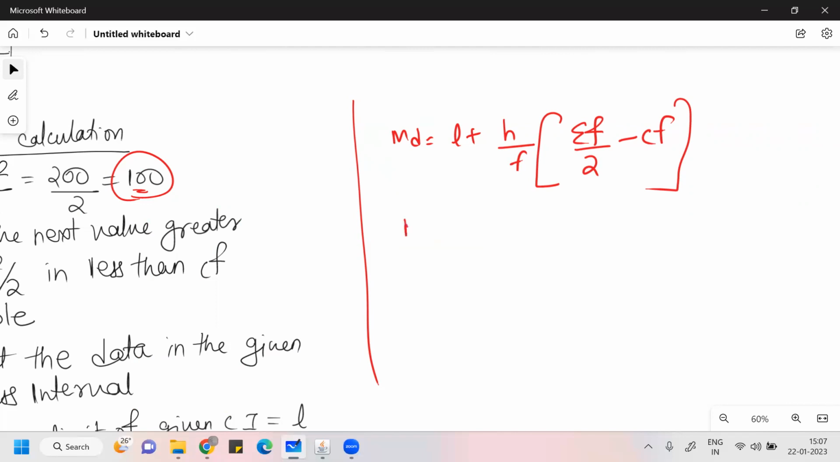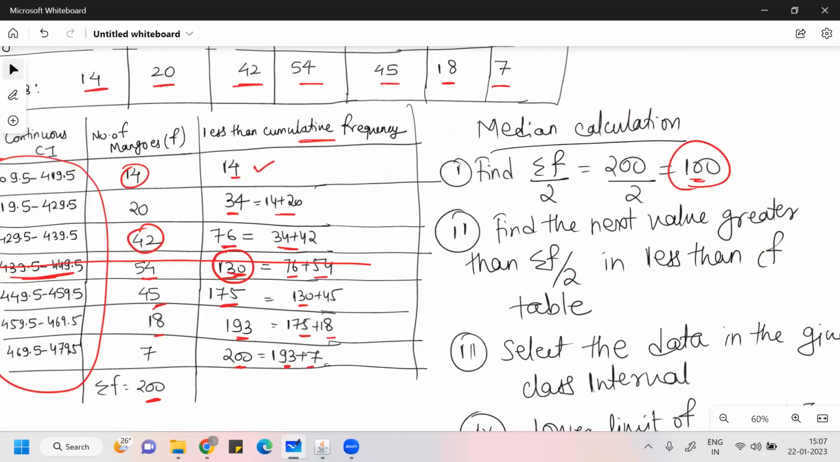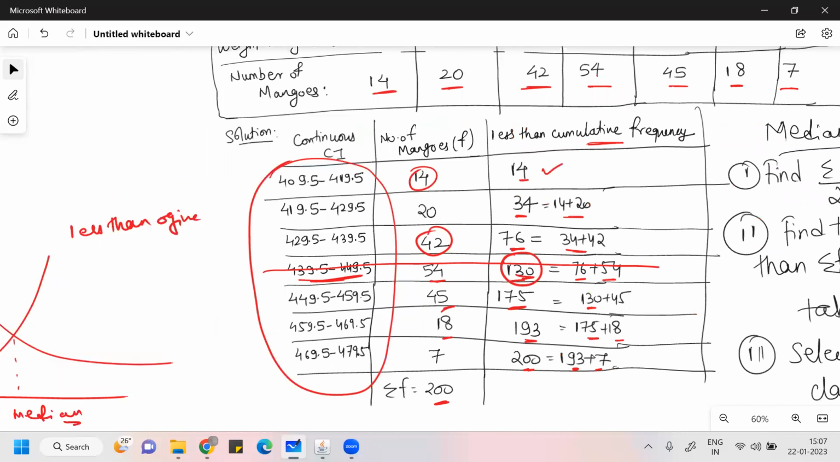What is your L, guys? L is the lower limit, 439.5, the lower limit of the selected class interval. This is the class interval you selected, so the lower limit of this is 439.5. That is your L value.